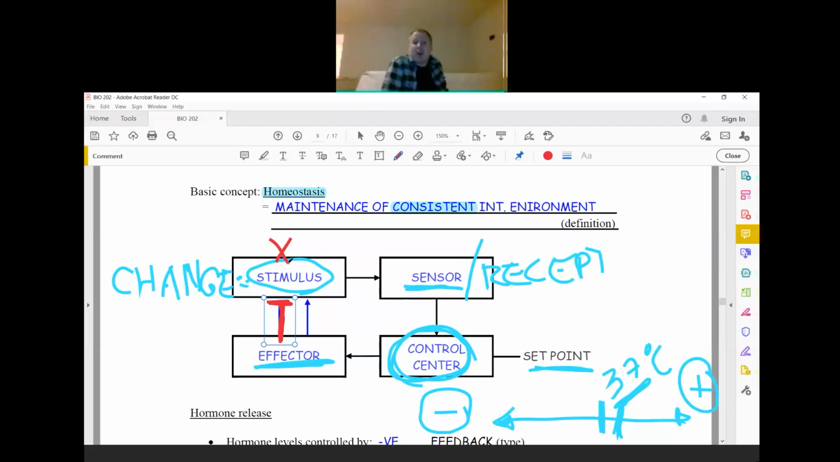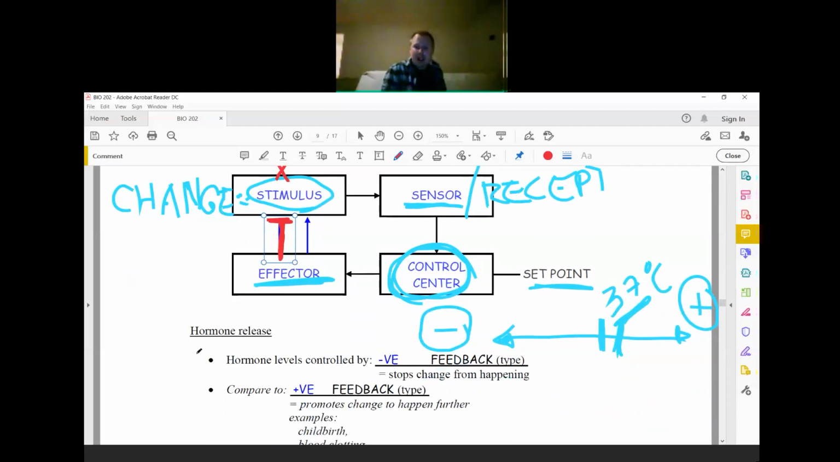So in terms of body temperature, it could be, for example, that you start to shiver, you start to produce more heat, you put on more clothes, you curl up, you move to a warmer environment. So that's what normally happens. And what we see here is an example of negative feedback. Negative feedback stops this change from happening. And that is the most common kind of response in a homeostatic feedback mechanism loop.